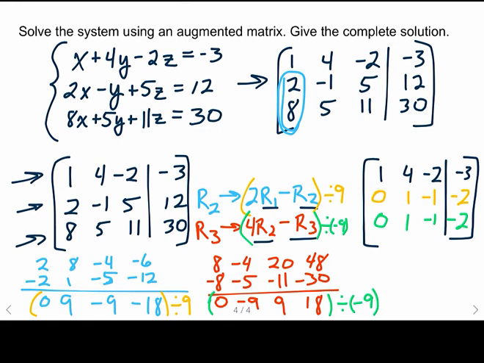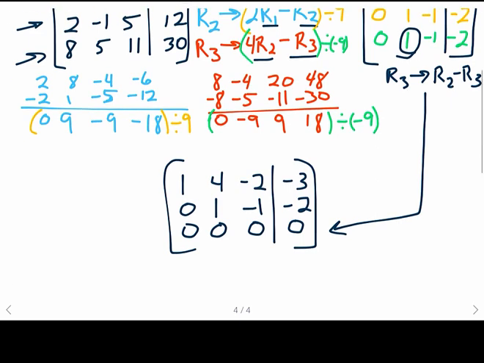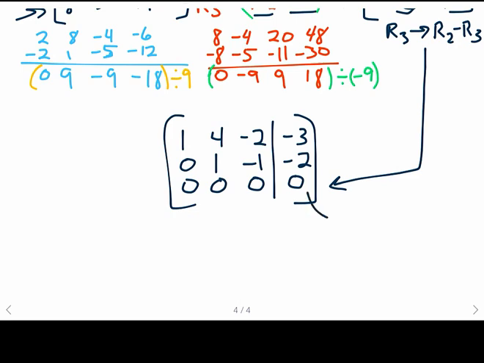Let's mindlessly continue what we do, and I want to go ahead and get a 0 in the second entry of the third row. I'm going to do so by replacing row 3 by row 2 minus row 3. And when I do that, I get a matrix that has a row of zeros at the bottom. What does that last row, 0, 0, 0, 0, mean? Well, it's an equation. What equation is it? 0 equals 0. That's a true statement. That's an identity.